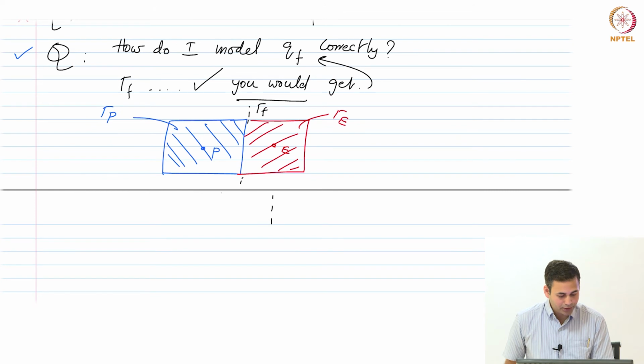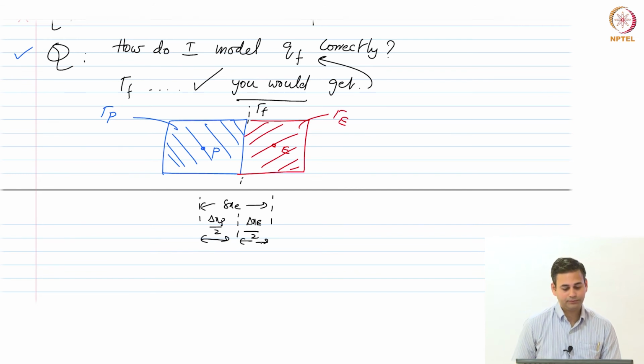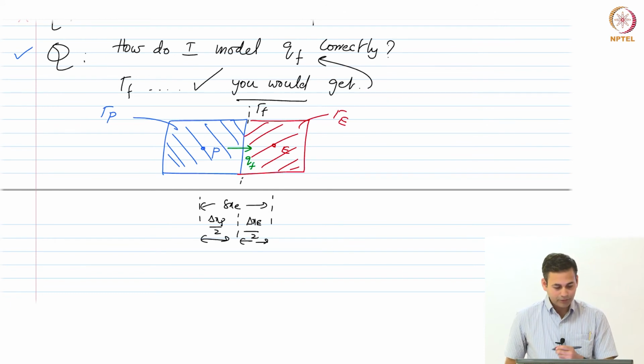And then of course we know the distances, this distance is delta x e and this distance is delta x e by 2, this is delta x p by 2, right, that we already know. Now, you have heat flux that is going this way, right, this is your Q, let us call it Qf, that is the heat flux that is going through this. If I were to represent the temperature values or the phi values at the cell centroids, where would that be? They would be here. This would be phi capital East, and this would be phi capital P, right.